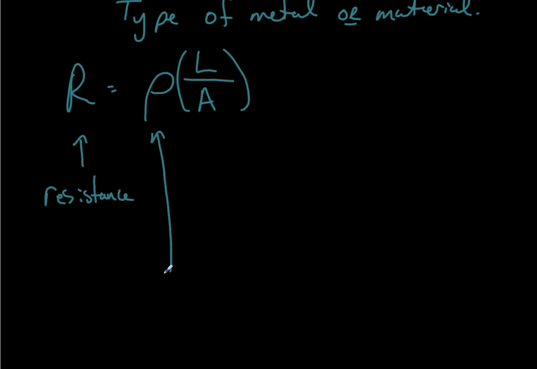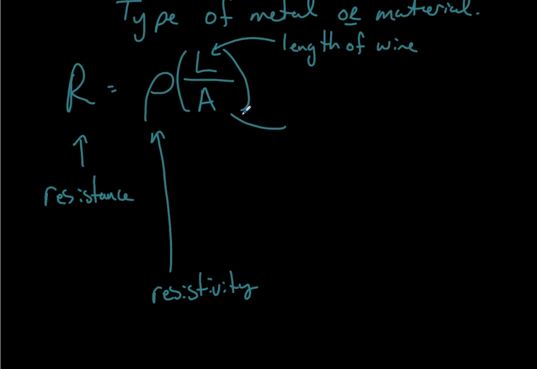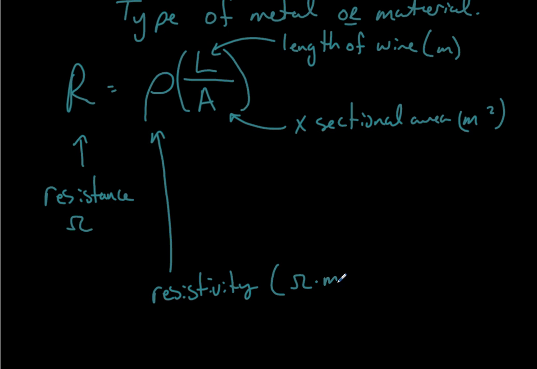This is the resistivity, which is a property of the metal itself that the wire is made of, or maybe it's not even metal, maybe it's some other substance, graphite or something. This is the length of the wire, and this is its cross-sectional area. Okay, so units wise, that's meters squared. This is ohms, and this is ohm meters. I'm just going to double check on that here.